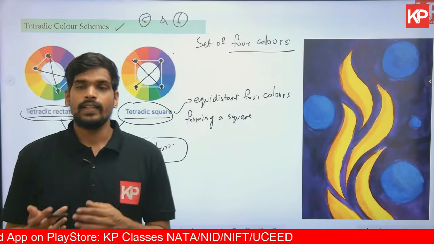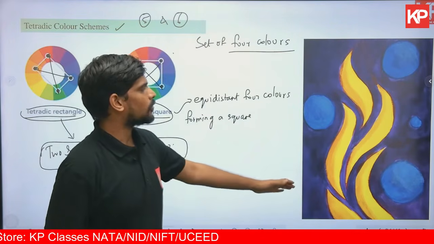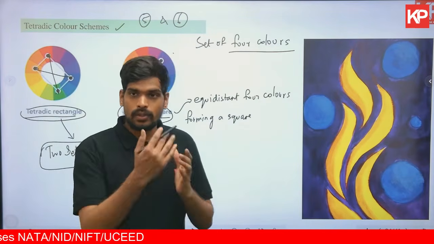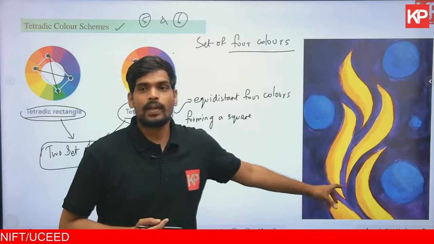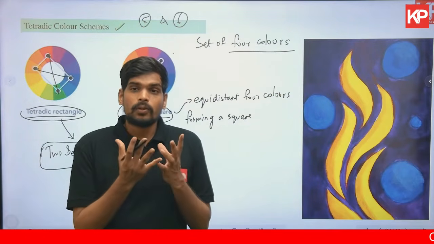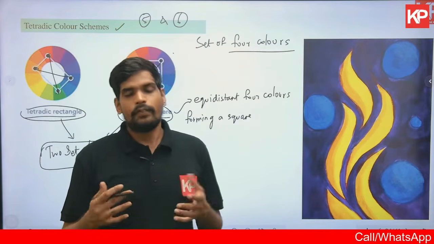Where do we use it? If you want 2 colors in the background and 2 colors in the figure. You can see in this composition, there are 2 colors in the background, violet and blue. 2 colors are used to create the figure. Some flame figure is shown which is using both yellow and also orange.